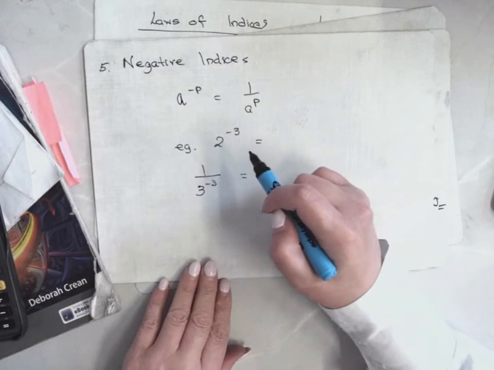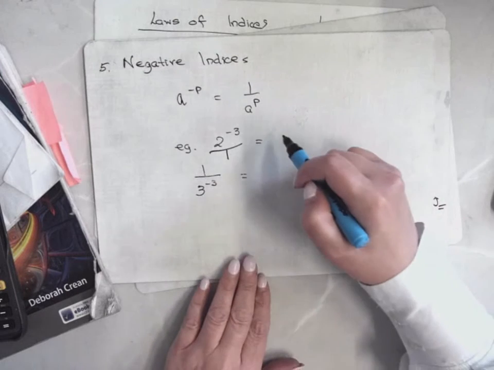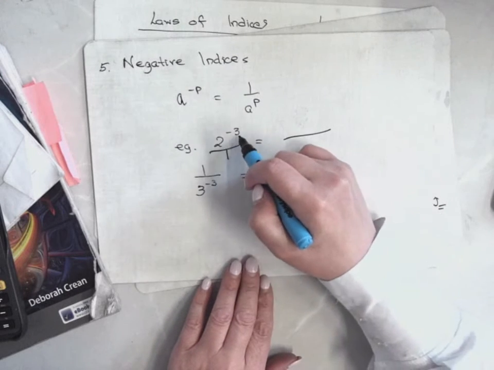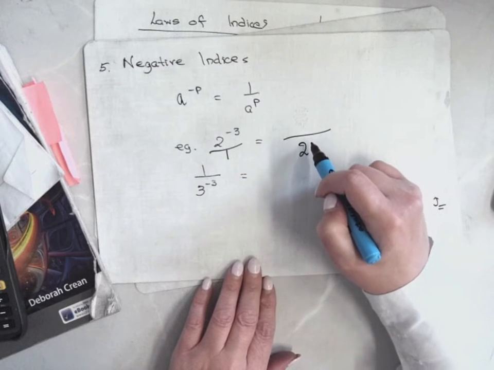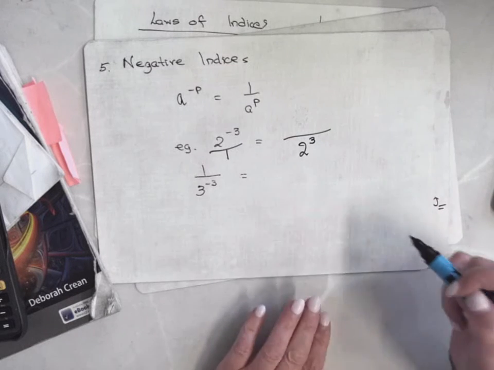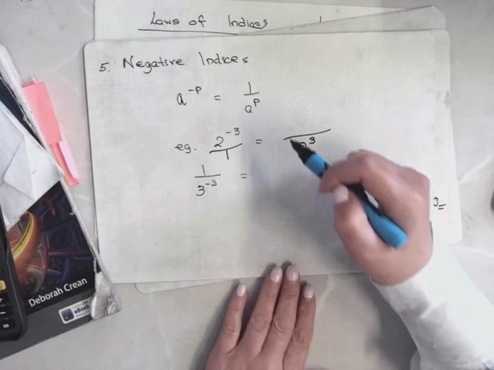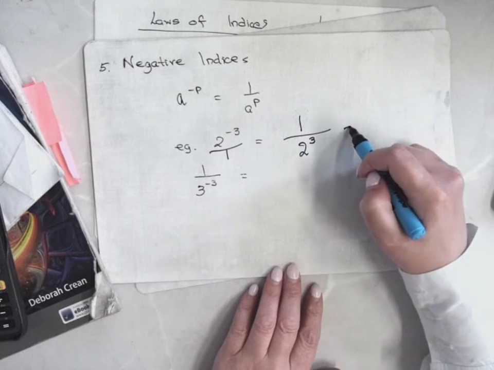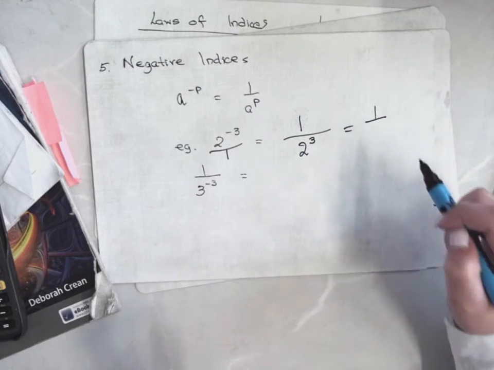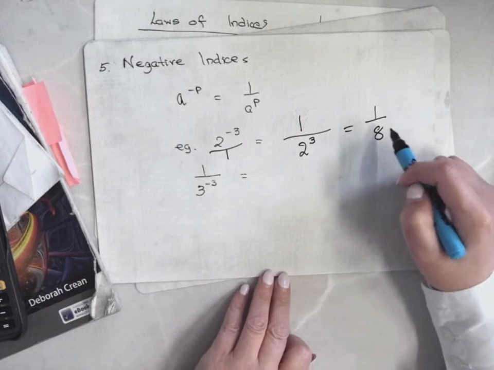2 to the power minus 3, right? That's upstairs. Would you agree? So what you do is you bring it downstairs and make it positive. Change the sign. See that? 2 to the power 3. Now, there's nothing left upstairs. I can't have nothing, so what will I put? 1. So 1 over 2 to the power of 3 is 1 over 2 by 2 by 2, which is 8. And that's your answer.